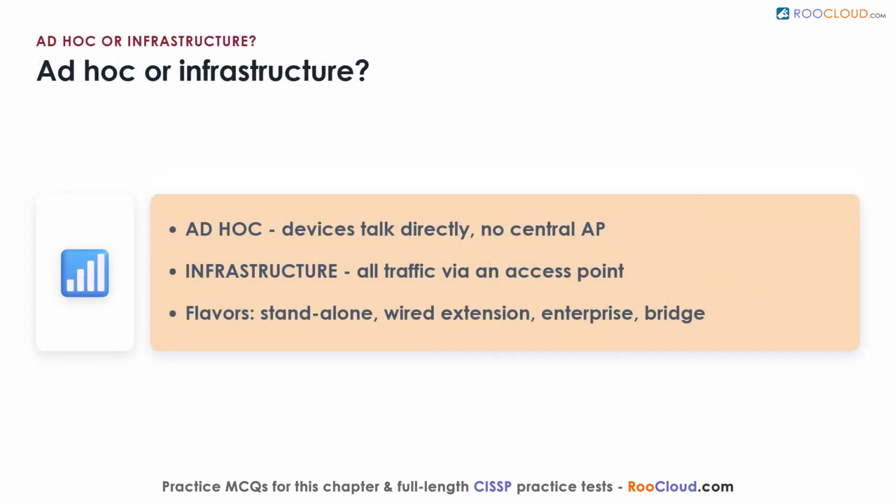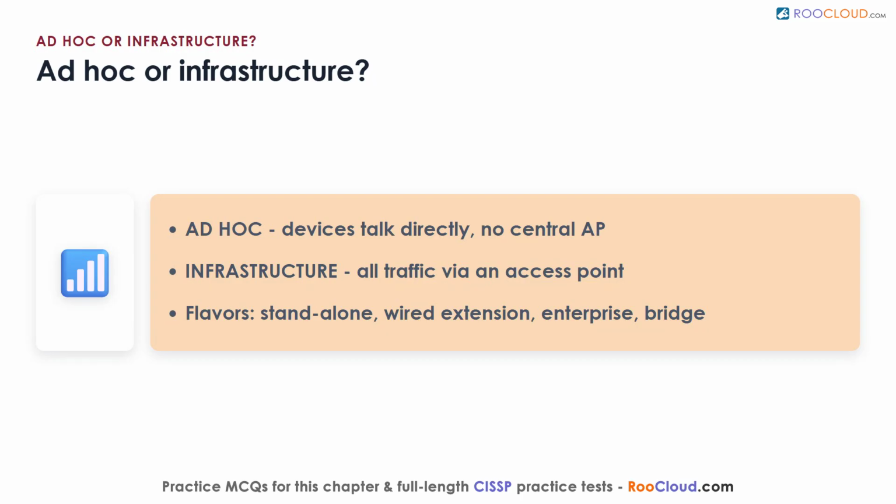How do clients and access points arrange themselves? In one of two modes. Ad hoc mode lets two wireless devices talk directly, with no central access point coordinating them, like two walkie-talkies chatting peer-to-peer. Infrastructure mode routes everyone through a wireless access point that enforces the rules of entry.